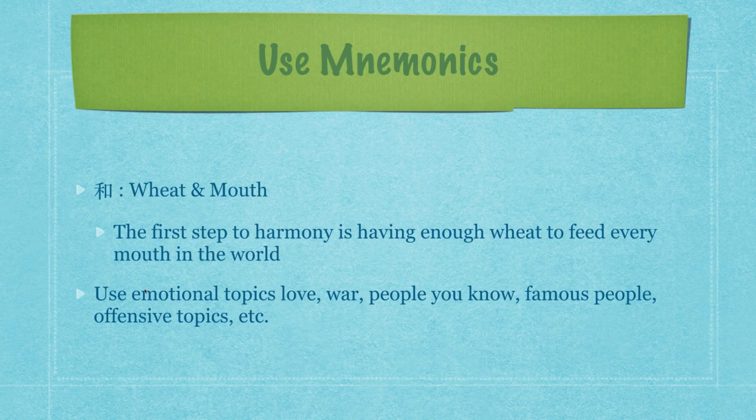And also, whenever you're creating your mnemonics, you're going to want to use emotional topics in them that involve things like love, war, people you know, famous people, offensive topics, and so forth. So just some importance in regards to how mnemonics should work. Again, graphic deletion works very close to cloze deletion. However, you're going to use a picture with it. And why don't I go and show you an example of that?